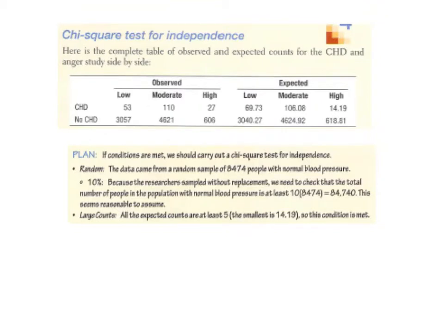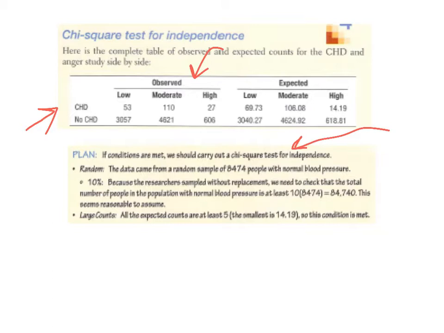So from the state, we move on to the plan portion. Our plan portion is that we're going to state what kind of test we're doing. We're doing a chi-square test for independence. This was one single sample from one population, and we divided that sample up into whether they had coronary heart disease or not, and what their anger level was. So we took the one sample and divided it into two categorical pieces of information.